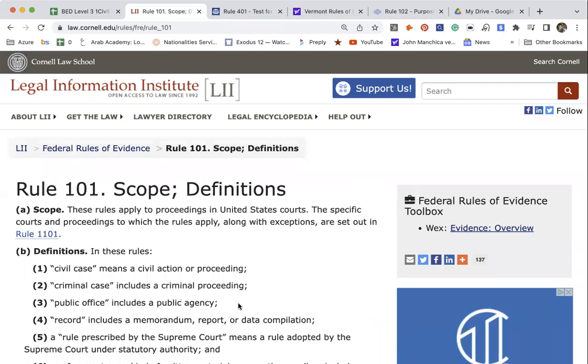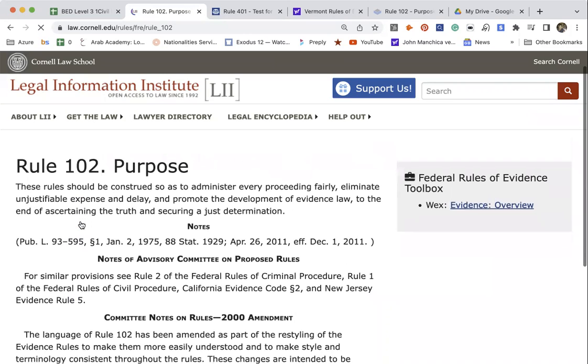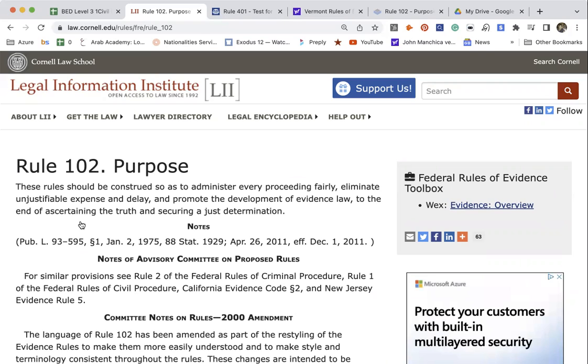Okay, so let us move on to Rule 102, the purpose. What is the purpose of this? These rules should be construed so as to administer every proceeding fairly, eliminate unjustifiable expense and delay, and promote the development of evidence law to the end of ascertaining the truth and securing a just determination.